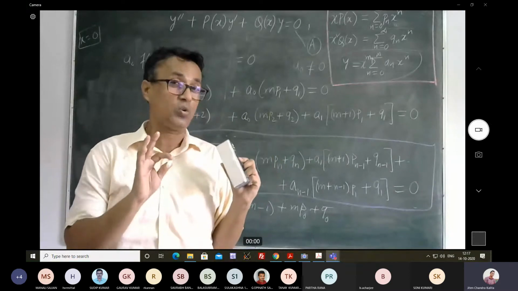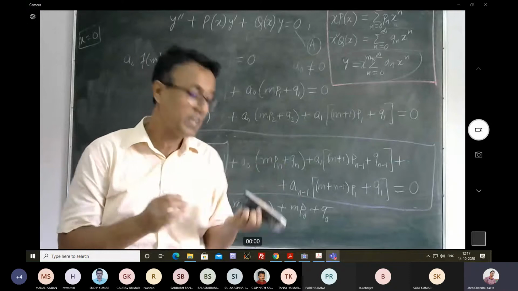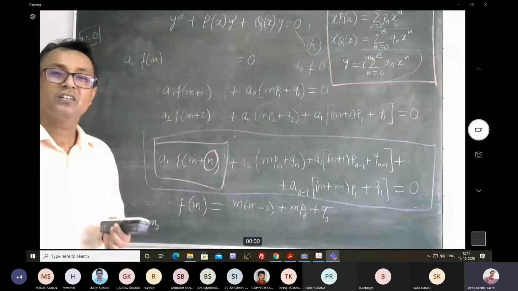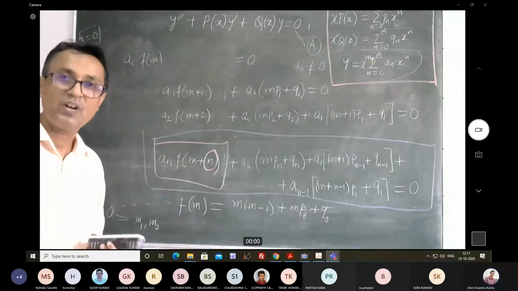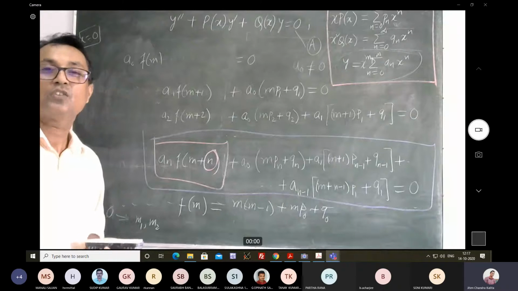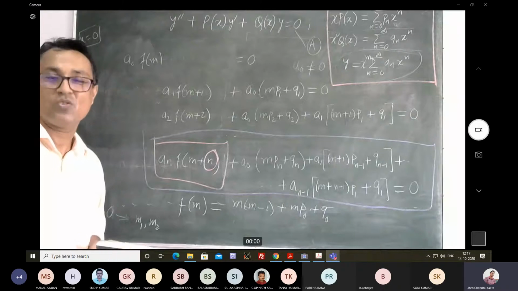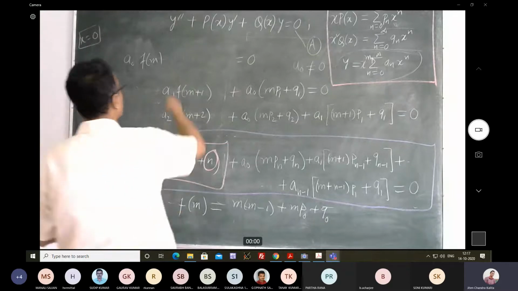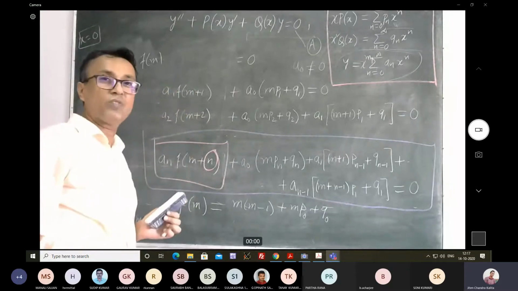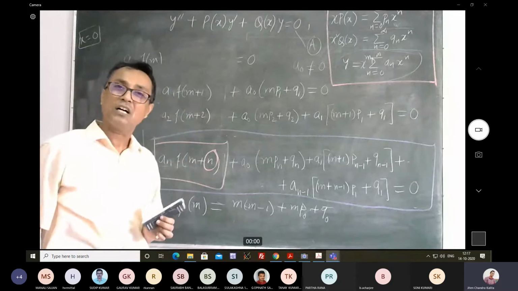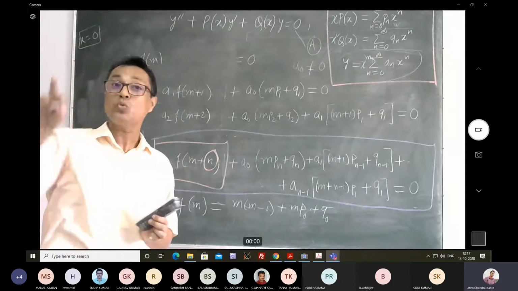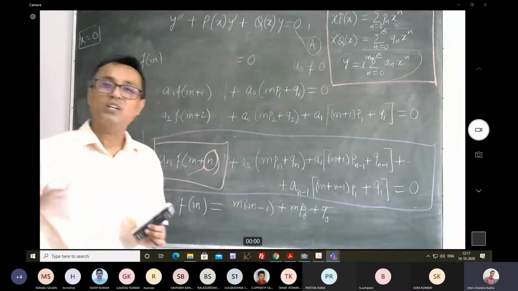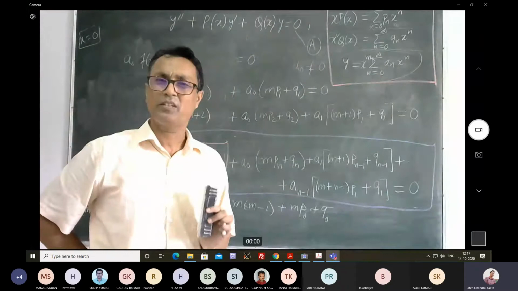But one thing is sure, whatever may be the values of m1 and m2, you know that this n is an integer. To be precise, when n is not equal to 0, it is a positive integer. Because I already know that a naught is not equal to 0, I am interested only in finding out a1, a2 onwards. So basically, that means here n is going to be a positive integer. Is it okay with everybody?